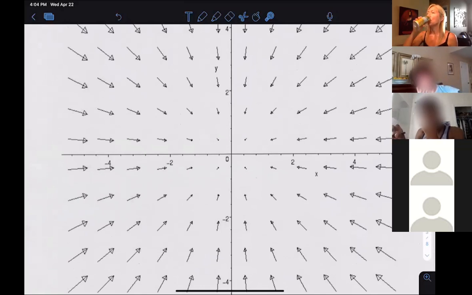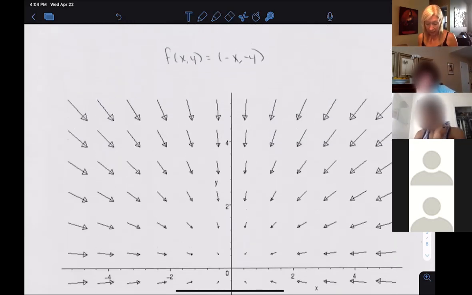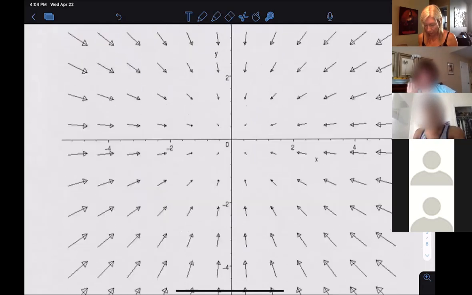It appears conservative, I think. Yeah, for the same reason as the other one. We don't really know for sure because there's too many to look at, but at least we can tell that the ones around the origin will have a line integral of 0. And looking at this, we can write the formula for that.